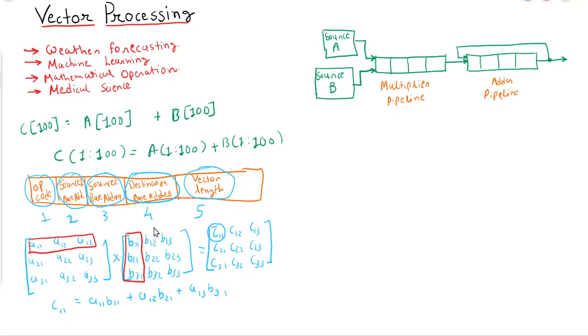Here you can see that the calculation of each individual cell or position, C11, C12, C13, is completely independent. The value of C13 is independent of C12, C11, or C21, C22, C23, C31, C32, C33. So all these values are totally independent. In this case we can go with vector processing.